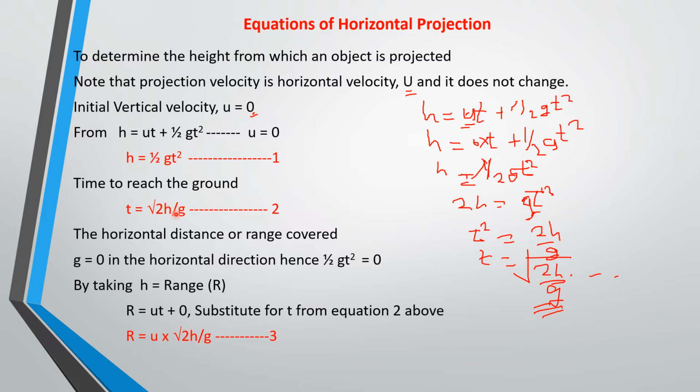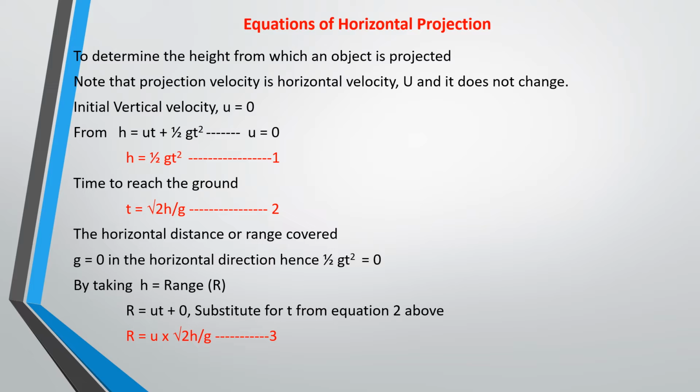Now, for you to find the range, which is the horizontal distance from the point of projection, or the distance covered in the horizontal direction, right? We know that in the horizontal direction, there's no force of gravity. So in the horizontal direction, g is equal to 0.